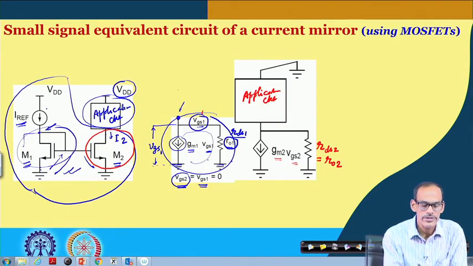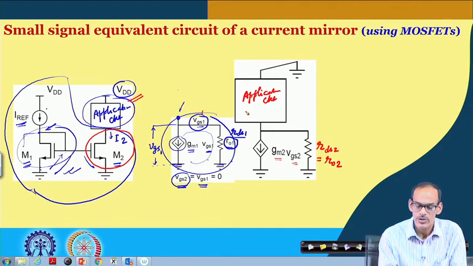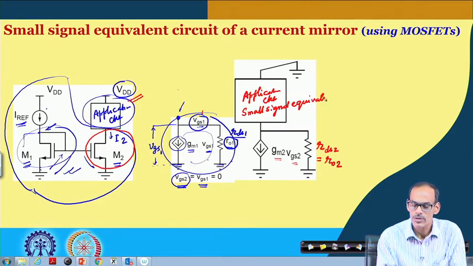So, now this is the actual application circuit, and here this is the small signal equivalent circuit of the application circuit. So, this is the small signal equivalent circuit of the application module.